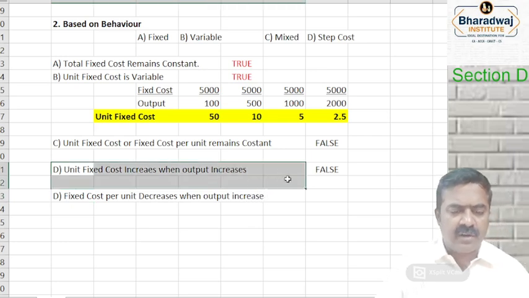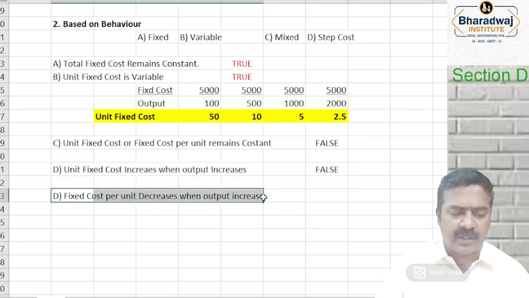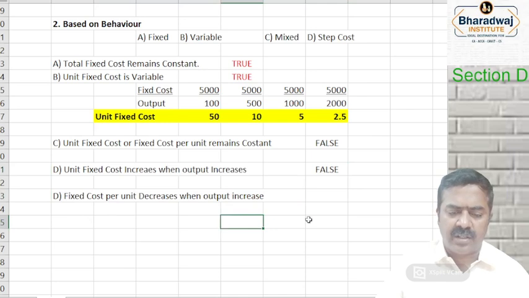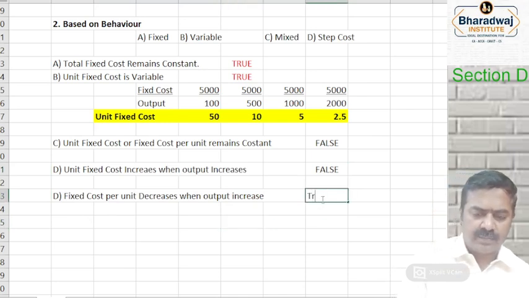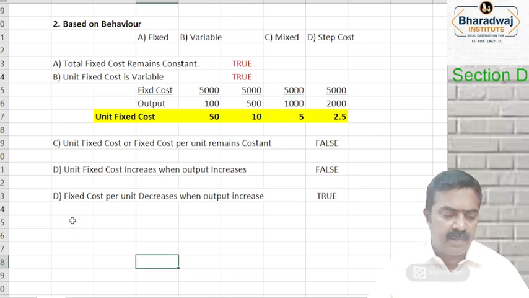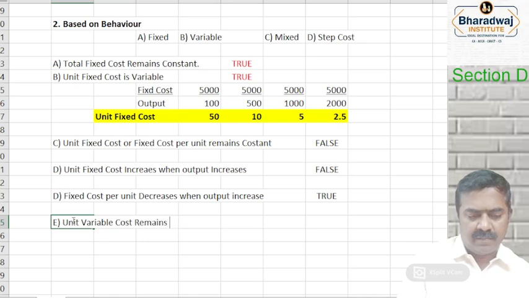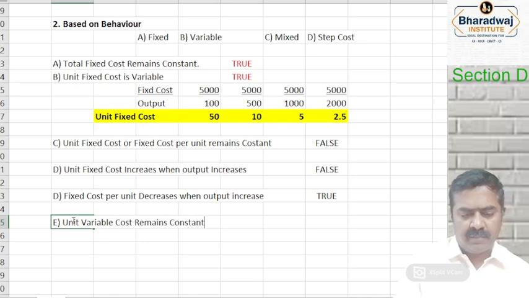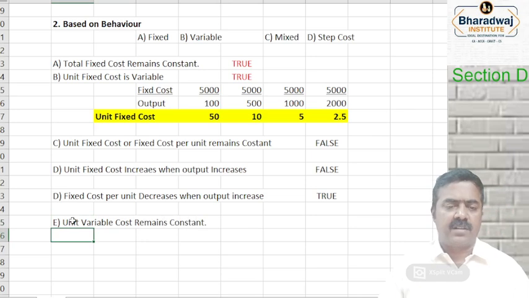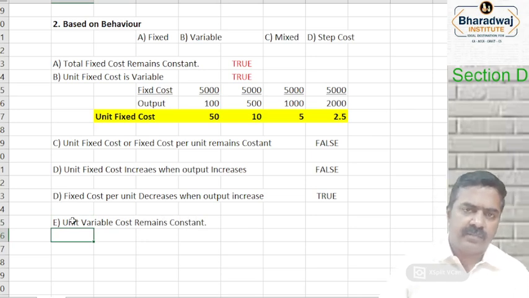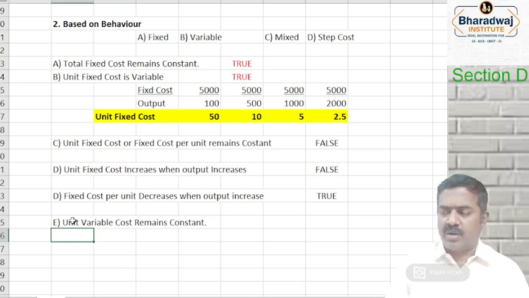It's an alternative way of asking. This is a negative way of asking. This is a positive way of asking. Yes, fixed cost per unit decreases when output increases. True. Unit variable cost remains constant. Variable cost per unit remains which one? Constant. True or false?